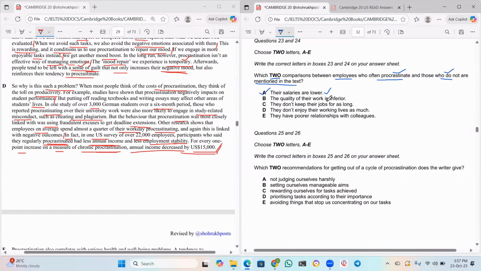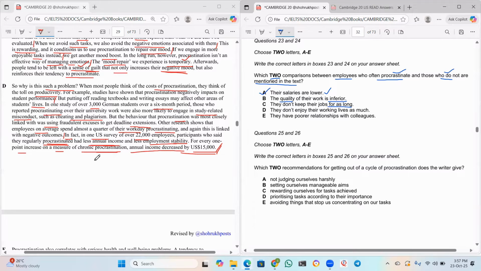Their quality of work is inferior. Did he compare their quality of work anywhere? Because I did not read anything like that here. Nowhere he compared the quality. He just compared the salaries. Next, they don't keep their jobs for as long.